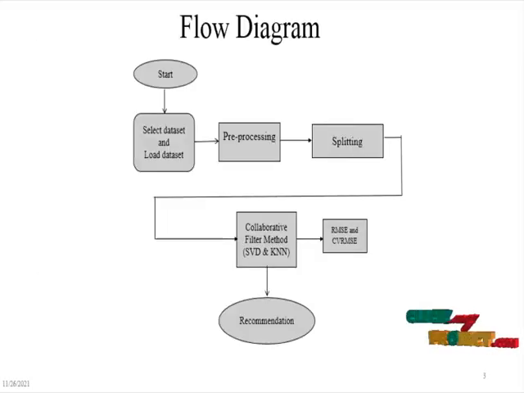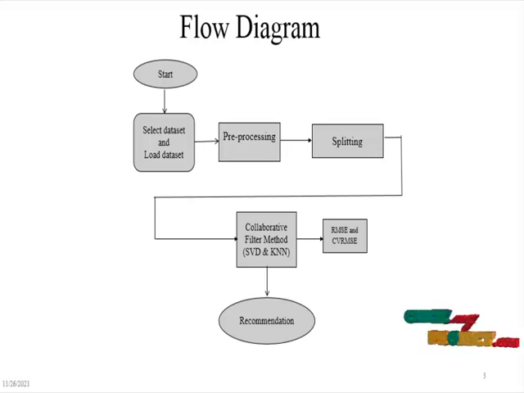And the flow diagram of the project is: first we need to start the program and select the electronic rating dataset, then load the dataset, and then it goes into the pre-processing method. In pre-processing, we need to check the missing values and NA values. If our dataset contains any missing value or NA value, we need to replace it with a unique value of 0. Then it will apply into splitting. In splitting, we have to split our dataset into training dataset and testing dataset.